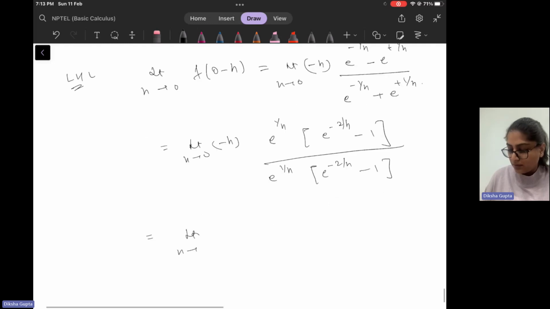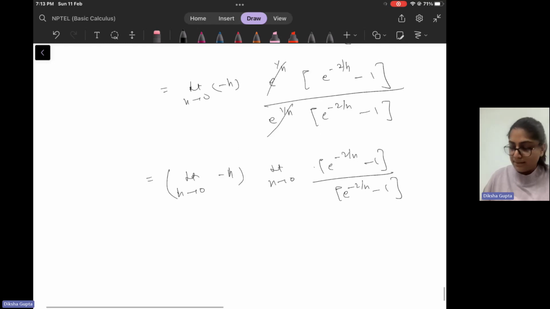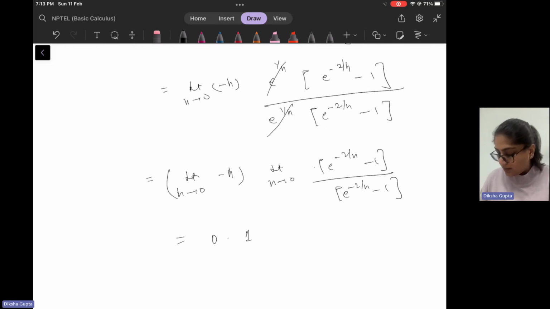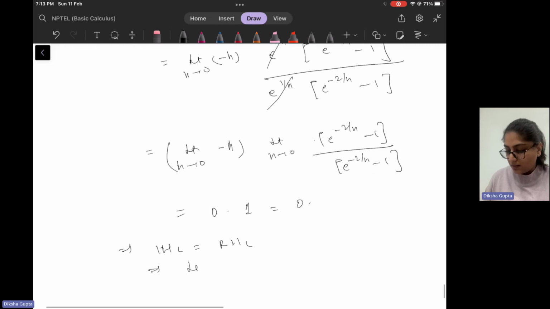Again, we can separate the limit because both of them are finite. Limit h tending to 0 of minus h, and limit h tending to 0 of (e raised to power minus 2 by h minus 1) upon (e raised to power minus 2 by h plus 1). So this is again 0 into (0 minus 1) upon (0 plus 1). So this will be minus 1, and the product equals 0. So left hand limit equals right hand limit, which implies limit x tending to 0, g(x) is 0.